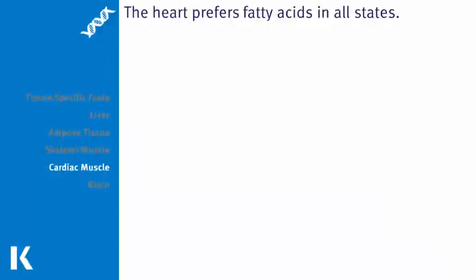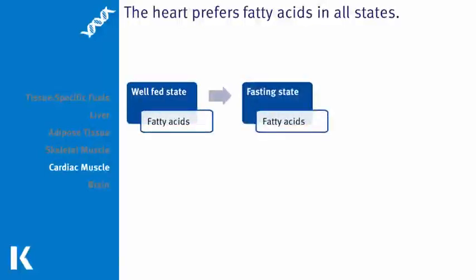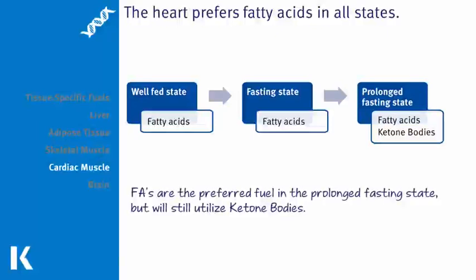In cardiac tissue, the preferred fuel source is fatty acids. In the well-fed and in the fasting states, fatty acids are used as the primary fuel source. It is only after periods of prolonged fasting that fatty acids share their responsibilities with ketone bodies, and both these types of molecules are used for energy. Though ketone bodies can be used at this time, fatty acids are still the preferred fuel.